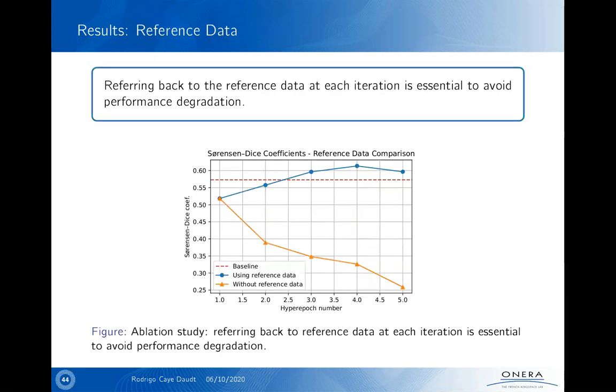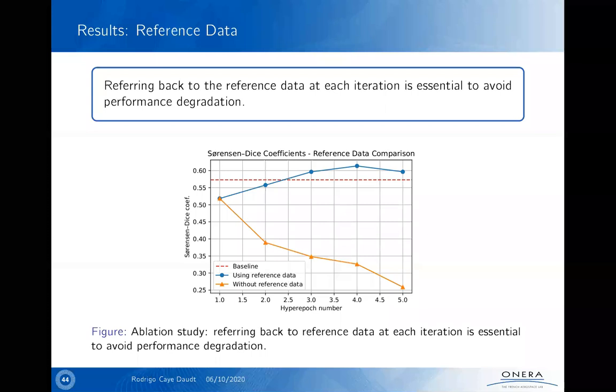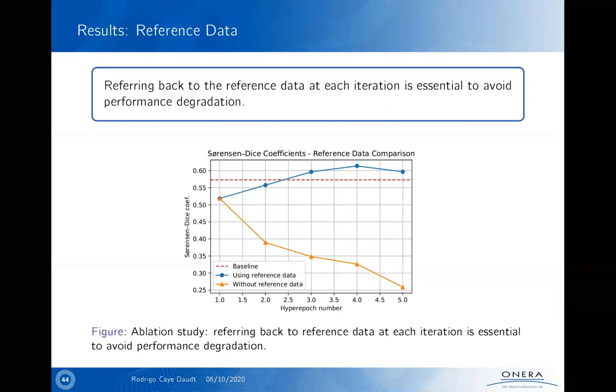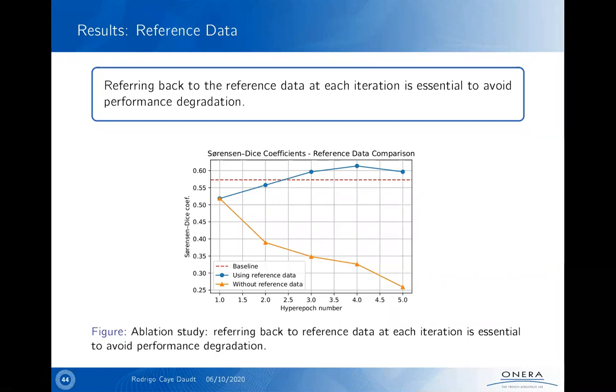And here, there is a comparison between using the reference data and using this combination with just using the network predictions to train itself. So not referring to the original data. And we can see that there is a decrease in performance that's quite sharp since the beginning, because the network is just trying to learn what it already knows, and then it kind of forgets with the training. It just degrades the performance.